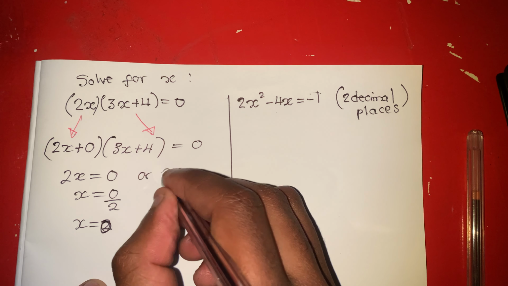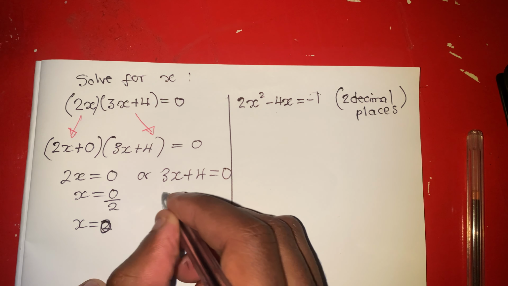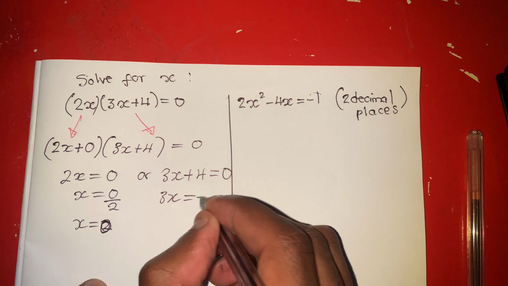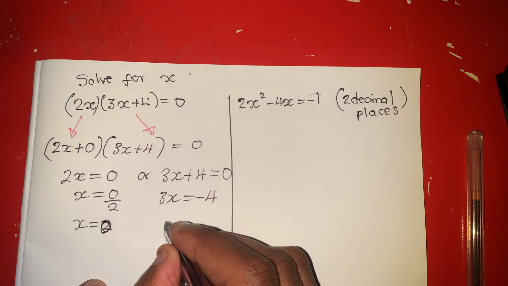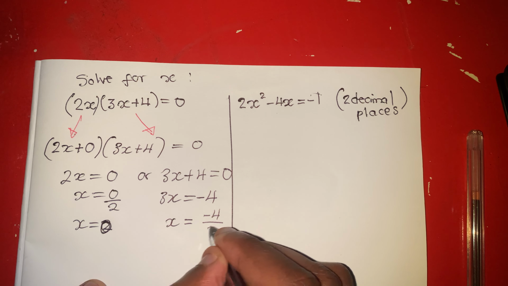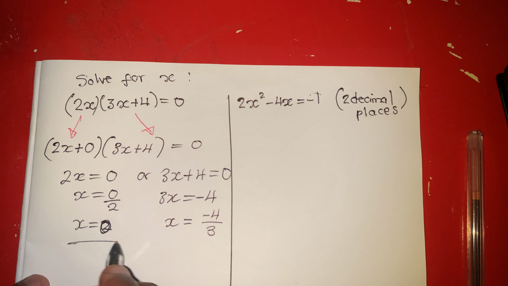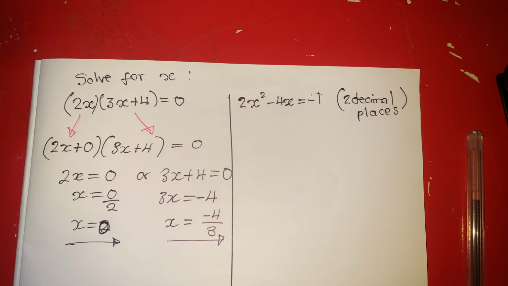or 3x plus 4 is equal to 0. 3x is equal to negative 4. When 4 goes to the other side, it becomes negative, and x will be equal to negative 4 over 3. So here are your 2 x values.